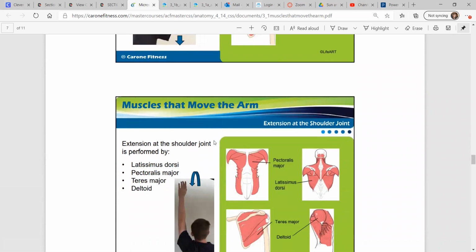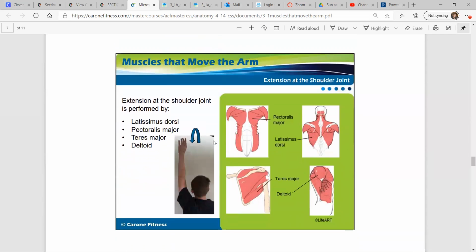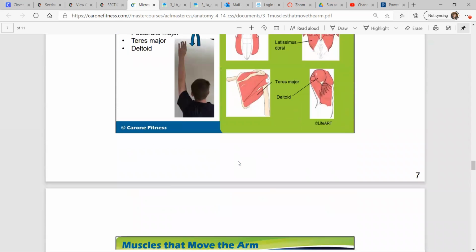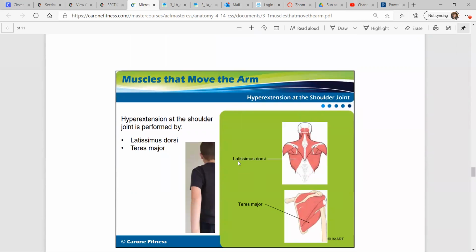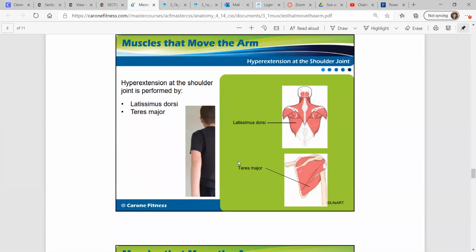Extension at the shoulder joint is performed by the lats, the pecs, the Teres Major, and the deltoid. So you see how he's extending. That is how that is achieved with these muscles. Hyperextension at the shoulder joint, that'll be the lats and the Teres Major.